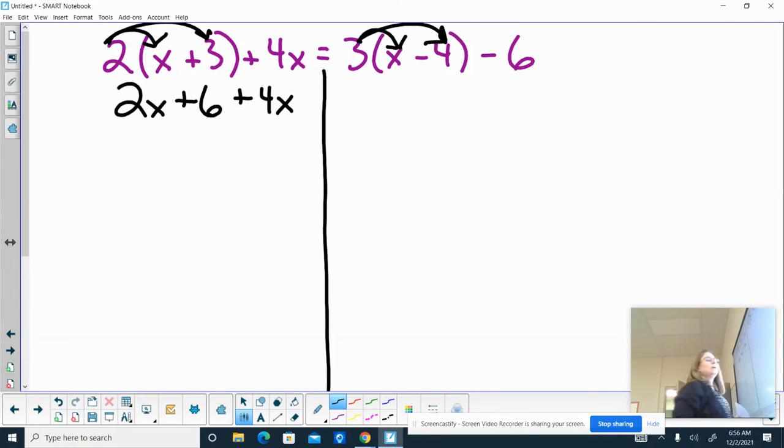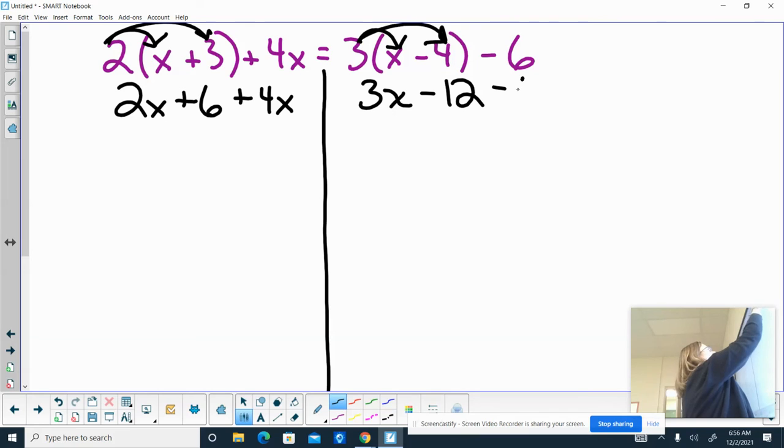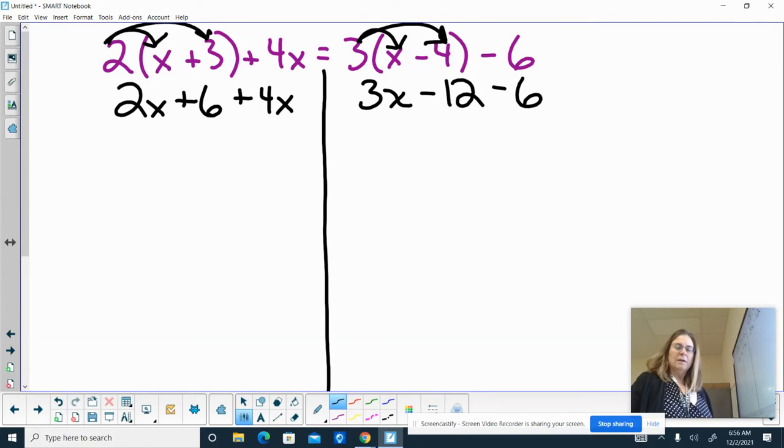I'm going to take that 3 and multiply it by everything inside the parentheses. 3 times x is 3x. 3 times -4 is -12. And then I'm going to bring down the -6. Okay. Distributive property is done. Now I need to combine like terms.